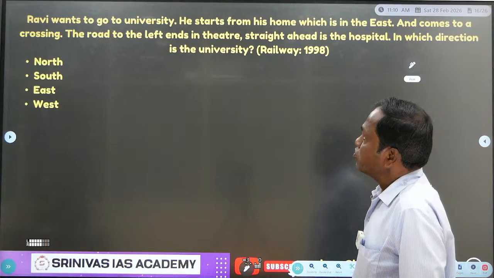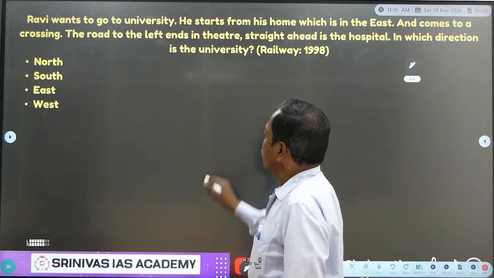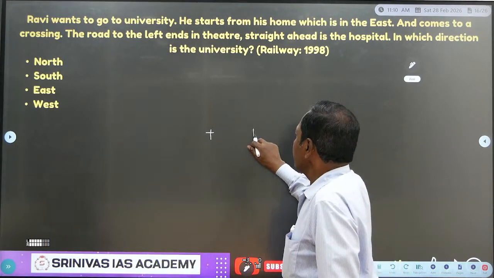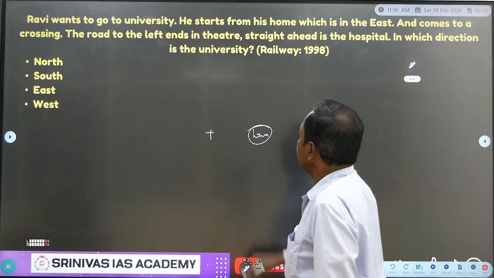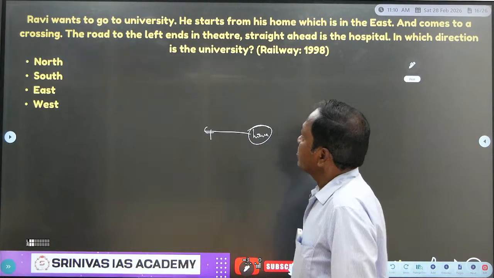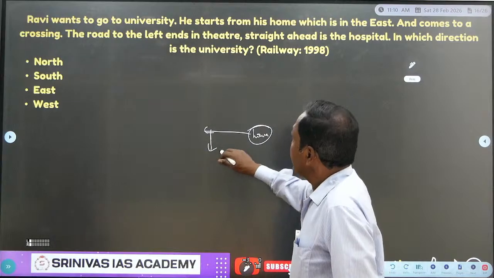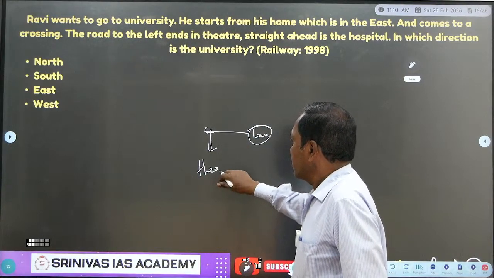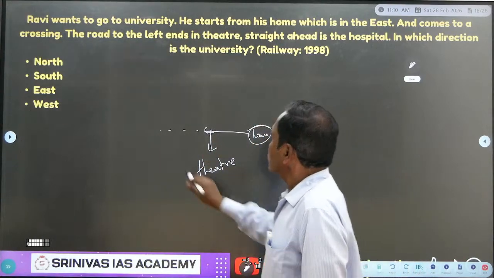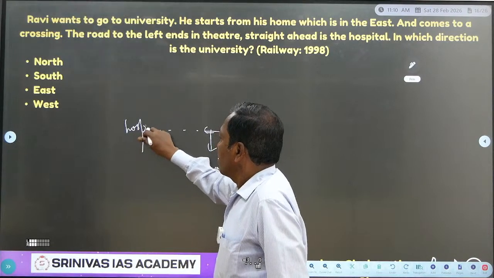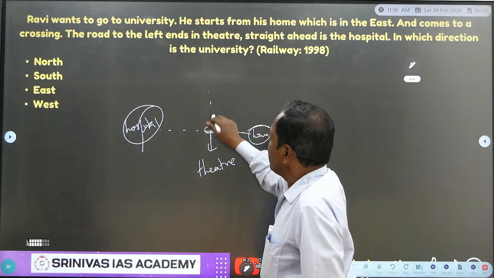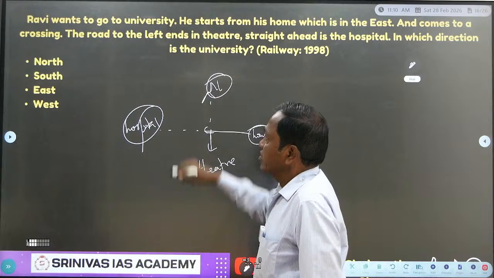Now, Ravi wants to go to the university. He starts from his house, which is in the east. Okay, this is a home, which is in the east, and comes to a crossing. The road to the left ends in a theatre. This is the theatre. Straight ahead is a hospital. And in which direction is the university? Only one direction is left, which is north. That is north.